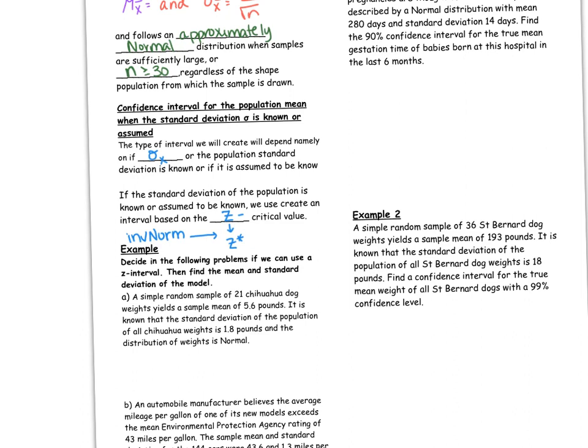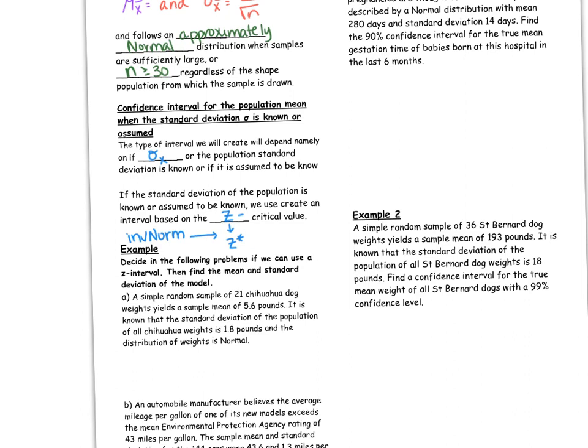So look here. A simple random sample of 21 Chihuahua dogs weight yields a sample mean of 5.6 pounds. It is known that the standard deviation of the population of all Chihuahua weights is 1.8 pounds and the distribution of weights is normal. So here's how this works. The first thing you do is identify two things. The first thing I want to identify is, do I know the mean value? Do I know the standard deviation, the population standard deviation? Either they're going to tell me that or they're not going to tell me that. Is it known? Yes.